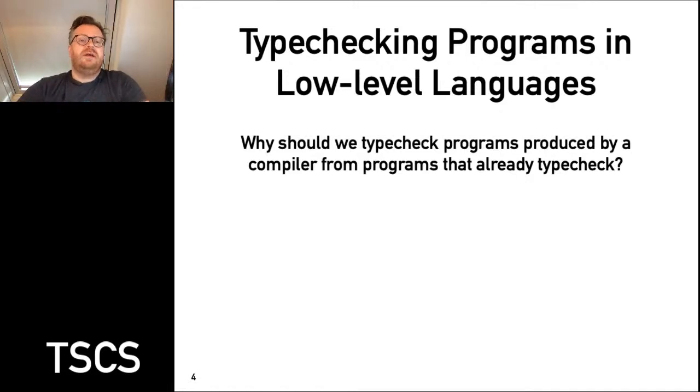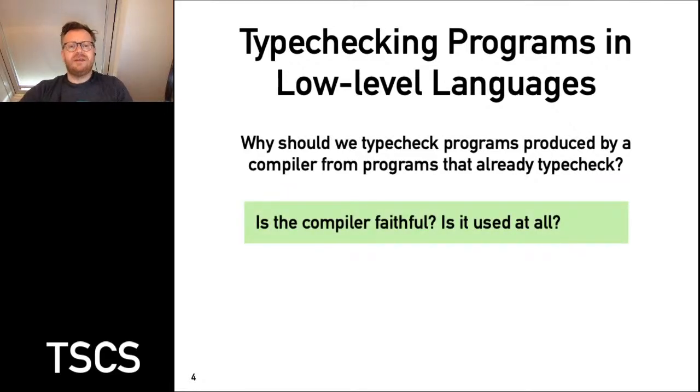So if the inventors of these instruction sets did not intend for them to be typed, why should we now care, and why should we now type check programs produced by a compiler from programs that already type check? So isn't type safety a property that withstands the translation? Well, hopefully it is, but you don't know that. You don't know if your compiler is actually faithful in that sense, and if the type check is used at all.